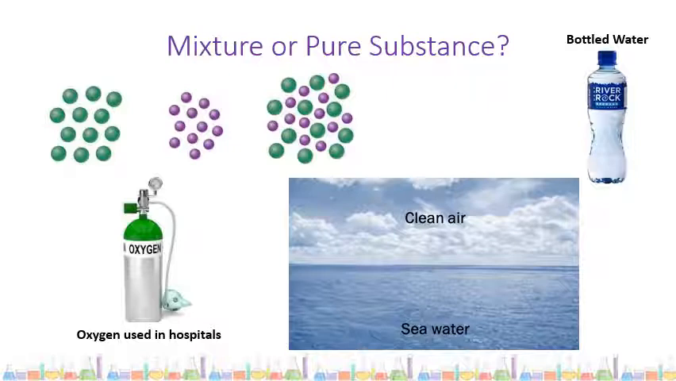What about the picture here of the sea? First of all, we've got clean air. Don't let the word clean fool you. Air is a mixture as well. Air is a mixture of all the different gases that are in it. Maybe you can name some of them yourself. We know oxygen is in air. Do you know any of the other gases that are in air? It's a mixture of all of them.